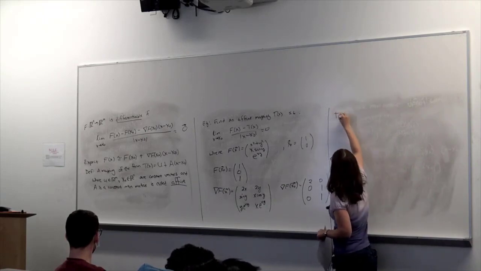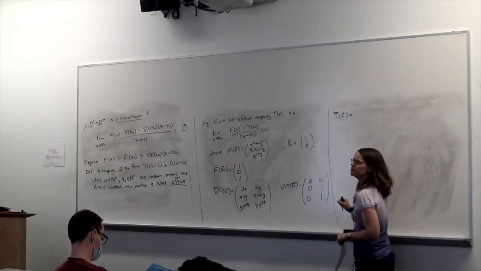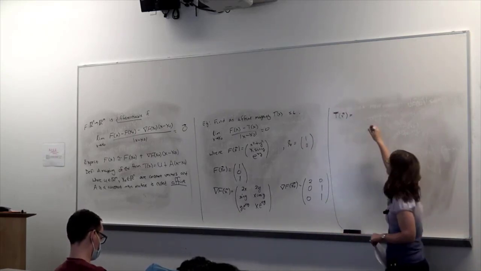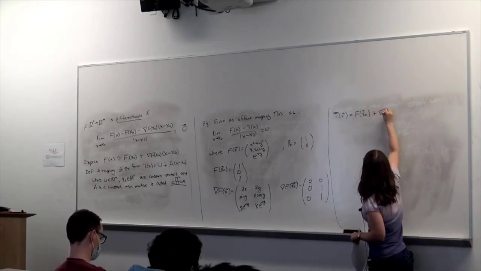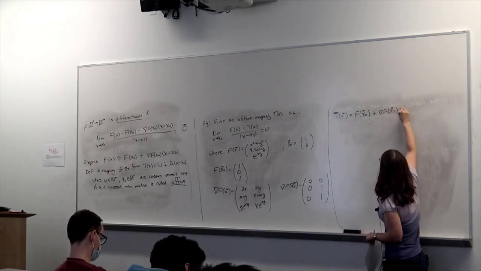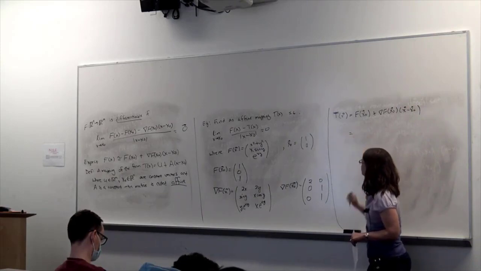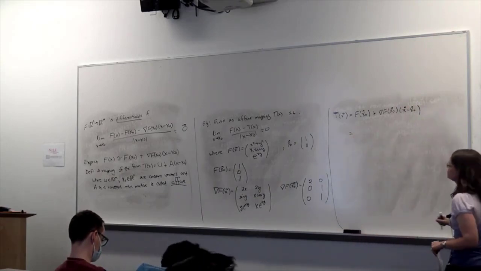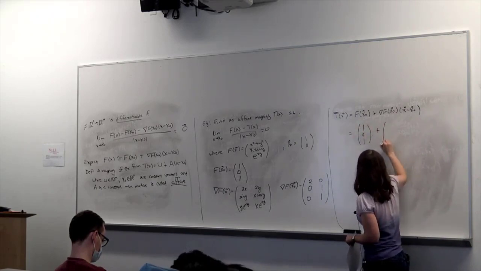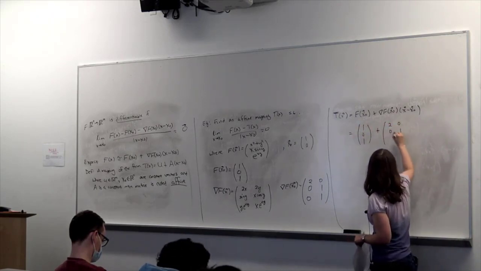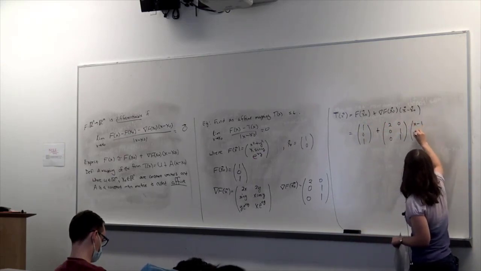Okay, so we know that T of x is just going to look like our usual linearization. So we're going to have f of x naught plus this Jacobian times x minus x naught. And now we know what these pieces are. So we have (1, 0, 1) plus this matrix times (x minus 1, y minus 0).